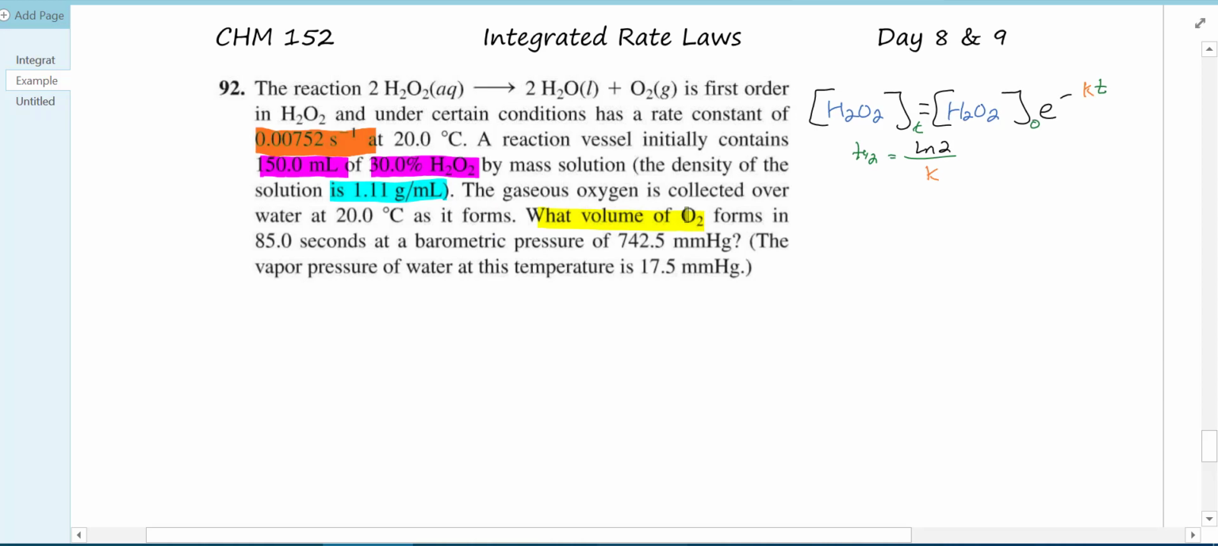It forms in 85 seconds under a barometric pressure of 742.5 millimeters, and the vapor pressure of water at that temperature is 17.5 millimeters. So what is going on here?